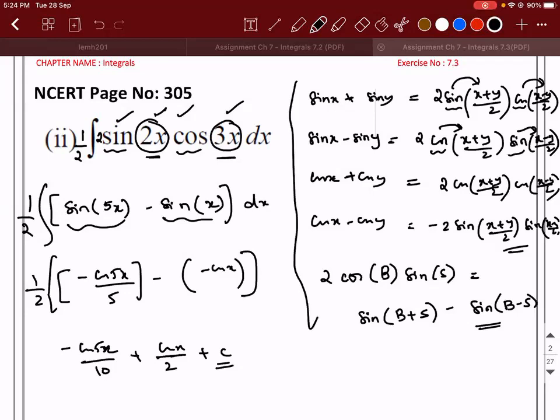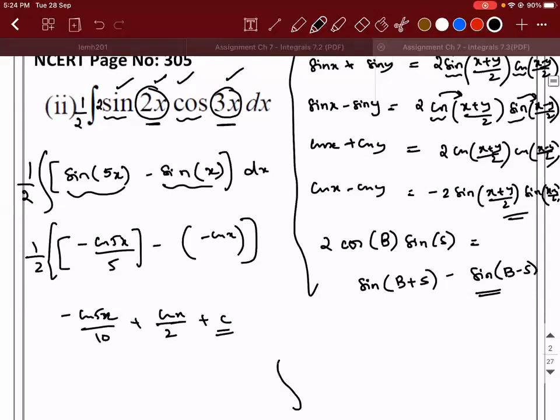Okay. So I want to change the question and give the integral of sin 3x cos 2x dx. Tell me how to do this.